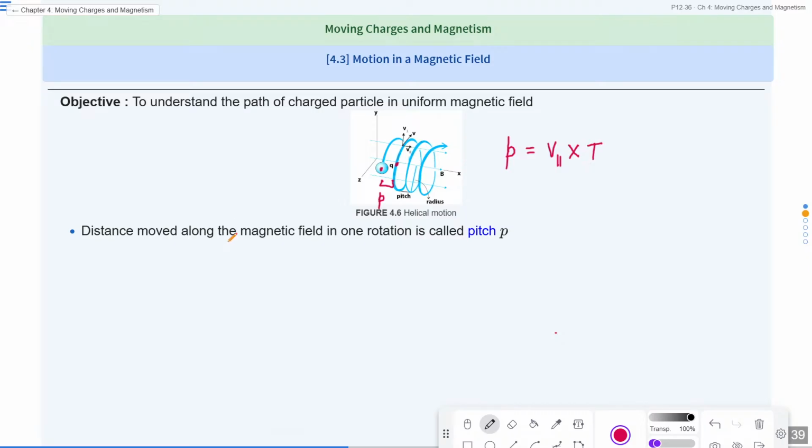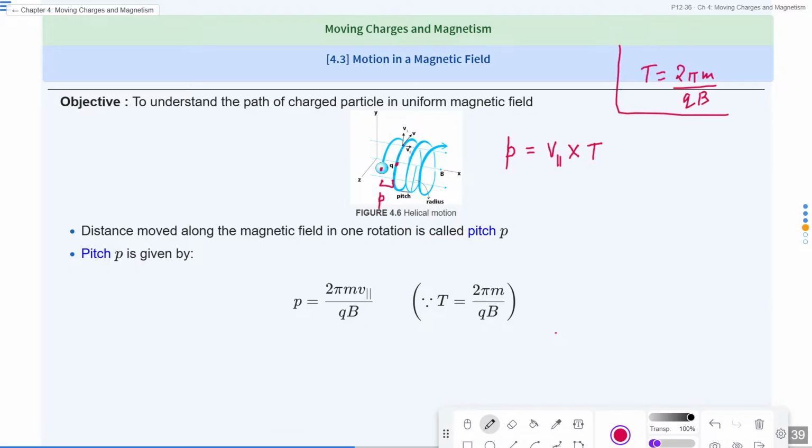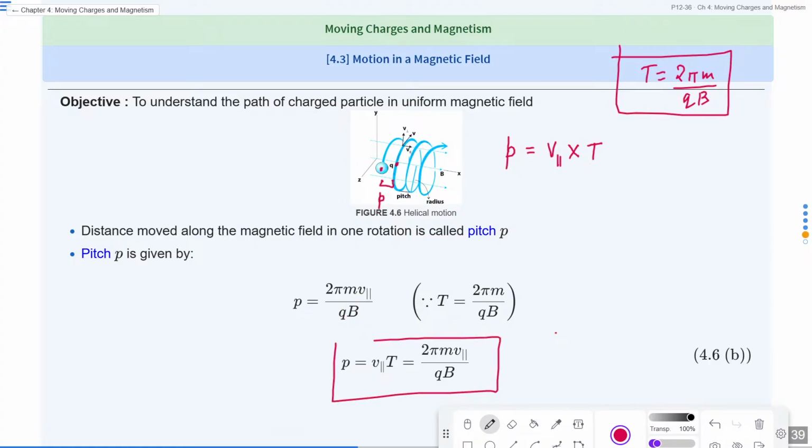Time period of that charged particle. Okay, so pitch can be given as V parallel into time period. And what is time period? We have discussed time period is 2 pi m by qB. So pitch is 2 pi m by qB multiplied by v parallel, that is the parallel component of velocity. So that is the pitch of the helix in the case of helical motion.